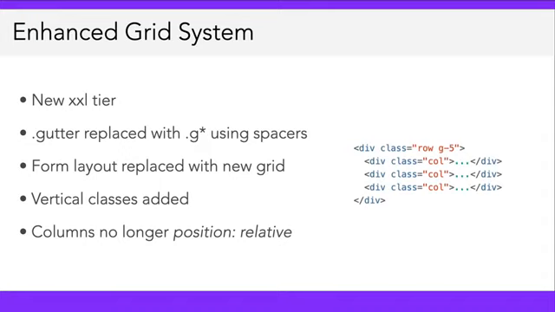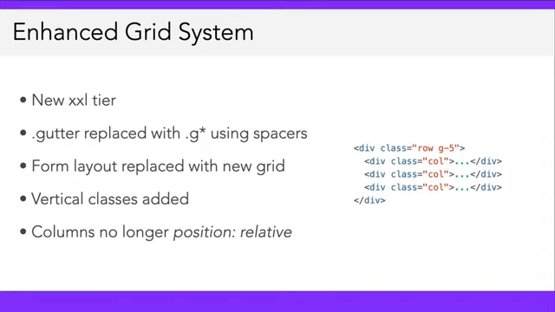and they built on the existing grid system instead of replacing it. So some of the changes are a new sizing tier of XXL. The gutter class has been replaced with a utility, much like the margin and padding. So you can do g-whatever, g-1, g-2, using the spacer values as you would with margin and padding.